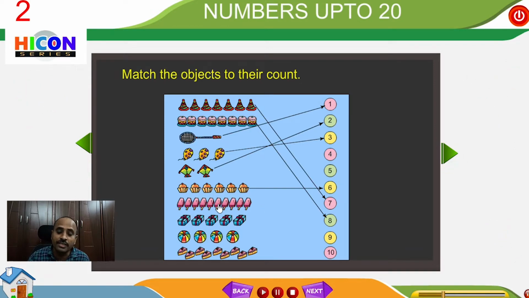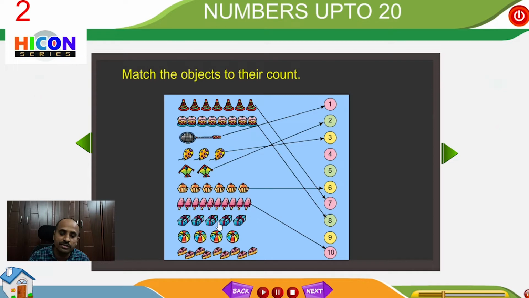So children, see the next set of pictures. So what are they? Yes, those are ice fruits. So how many ice fruits are there? So let us count. This is 1, 2, 3, 4, 5, 6, 7, 8, 9, 10. Very good. So there are a total of 10 ice fruits in the figure. So we have to match these ice fruits with the number 10. So where is the 10? So children, see on the right side. So the last number is called 10. So match the ice fruits with the number 10 because a total of 10 ice fruits are there.